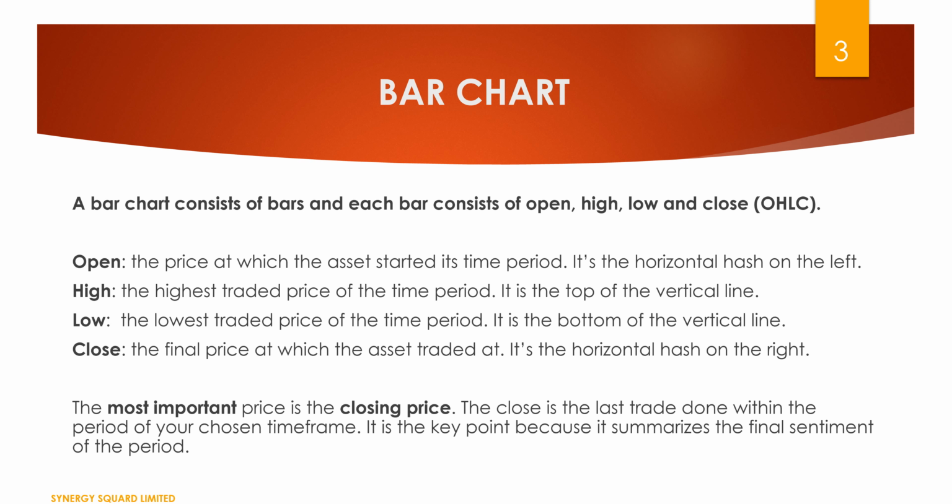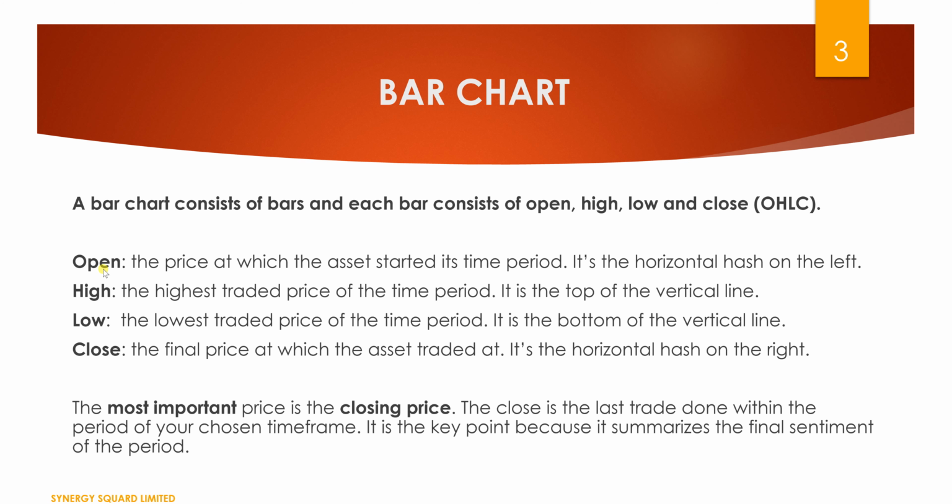In this lesson, we will be discussing the bar chart. Apart from the candlestick and the line charts, this is a bar chart, and it needs to be discussed because it gives traders a lot of information about price movement. If you watch closely, you see a bar chart consists of bars, and each bar consists of open, high, low, and close. That is OHLC. We are going to explain what this means.